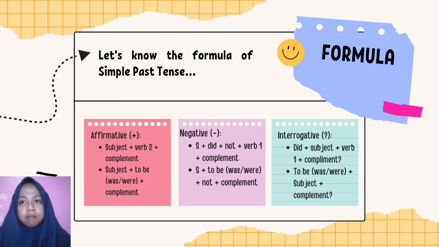When using the simple past tense formula for negative and interrogative sentences, the verb will return to the base. Because there are already simple past tense forms of do and does, which change to did or did not or didn't.